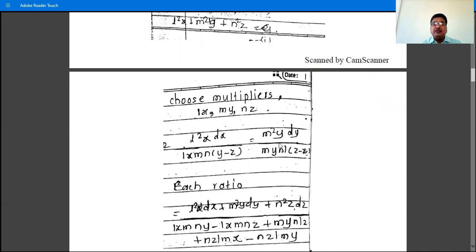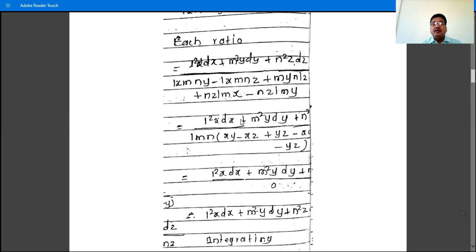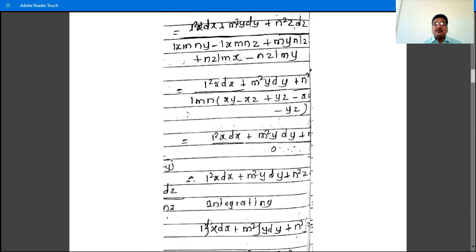And after multiplying, don't write this step, directly write each ratio is equal to, multiply by Lx, My and Nz. What we have: L square x dx plus m square y dy plus n square z dz divided by L, M, N and all these factors. If we take LMN as common, or directly we say the addition of these factors is equal to 0, and therefore L square x dx plus m square y dy plus n square z dz is equal to 0.